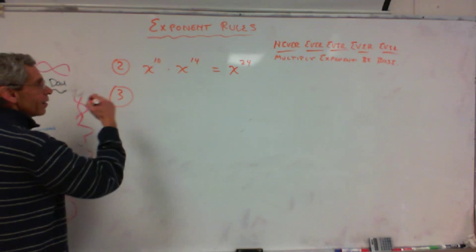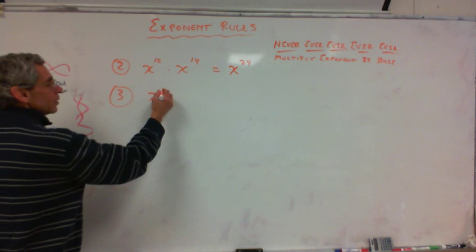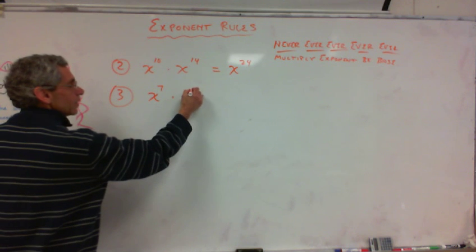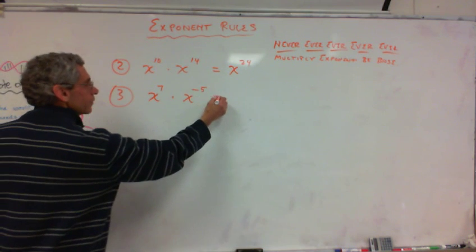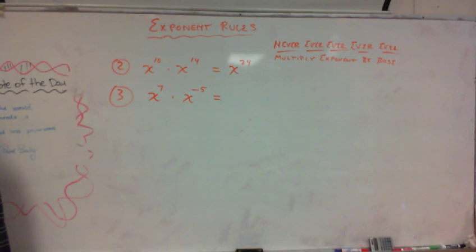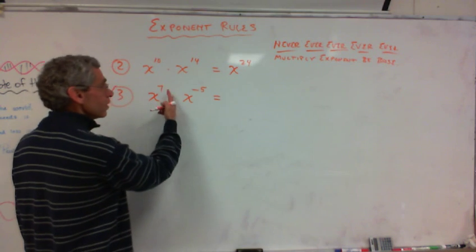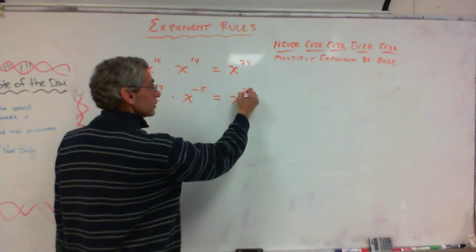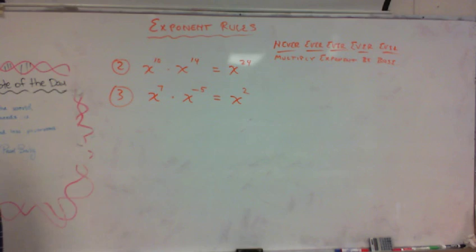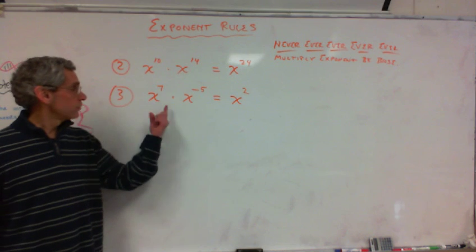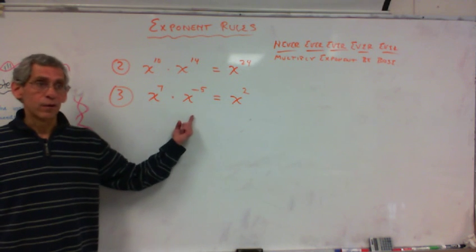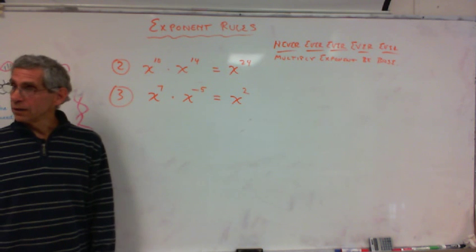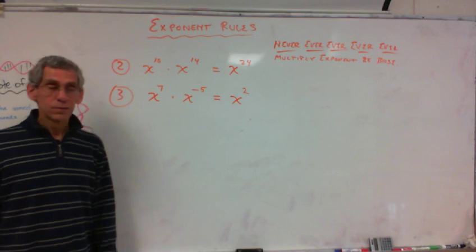So what if I did this? What if I said x to the 7th times x to the minus 5? x to the 7 plus a negative 5, or x minus 5. It would be x to the 2nd power, or x squared. Exactly. Now, my guess is most of you have not dealt with negative exponents before, right? My guess is most of you have never even seen it, right? But you're going to get really good at negative exponents with this class.